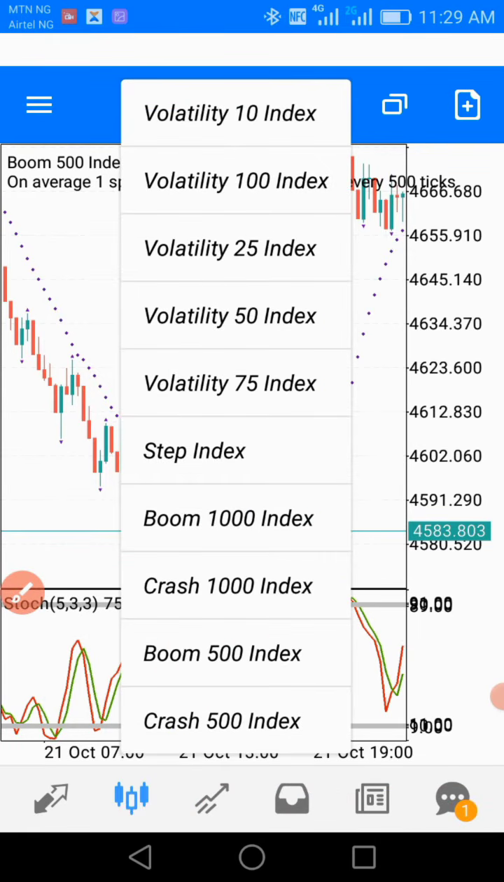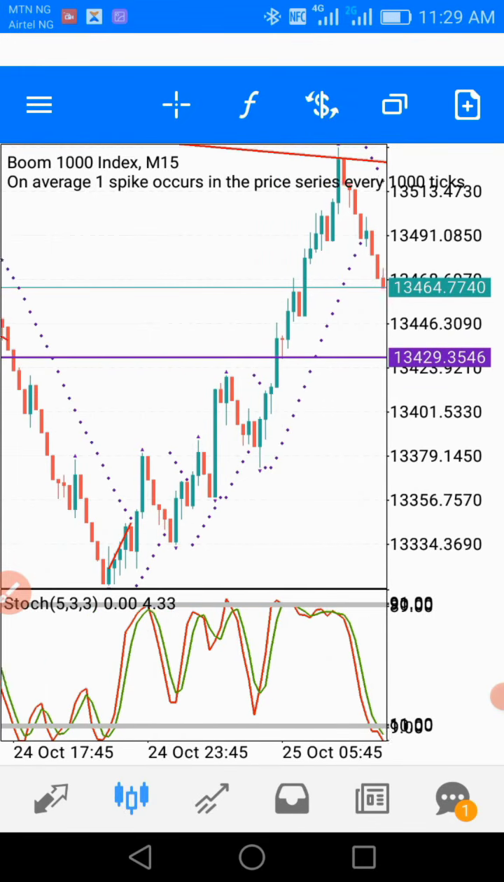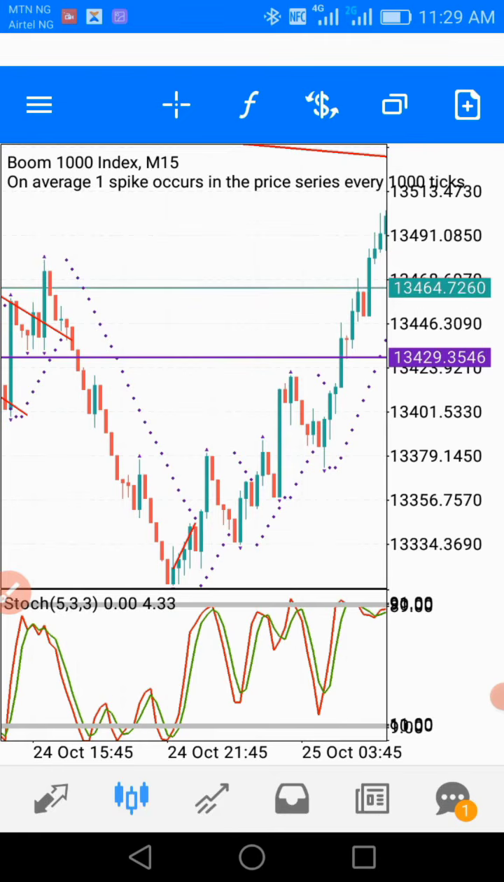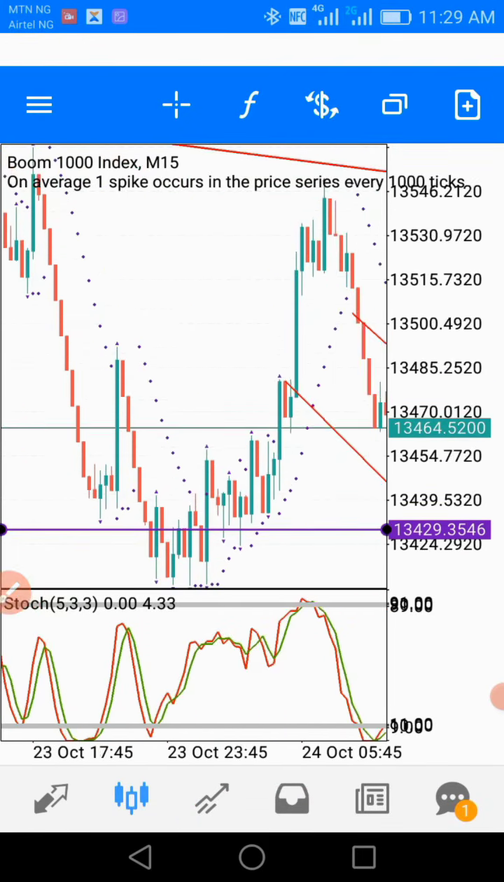Let's see how it works, but then let's check our Boom 1000. Still the same condition. You can actually trade both ways with this strategy. You can even use it to trade ticks. Now look at this. Look at the spikes that happened. Also take a look at this place.